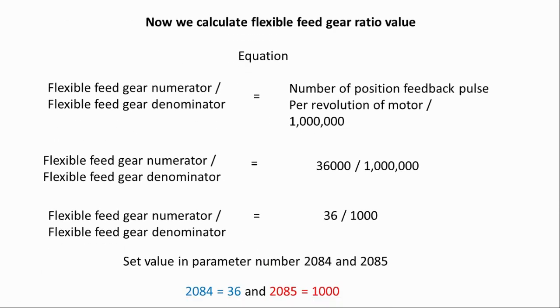And then we calculate the flexible feed gear ratio as we did previously for the linear axis. Now we are doing it for the rotary axis, with the same formula: flexible feed gear ratio numerator by denominator equals the number of position feedback pulses produced per revolution of motor divided by 10 lakh pulses, or 1 million pulses. So putting in this value, 36,000 divided by 1 million, you will get 36 by 1000. So the values for the rotary axis are 2084: 36 and 2085: 1000. Like this you have to calculate the flexible feed gear ratio for the rotary axis.